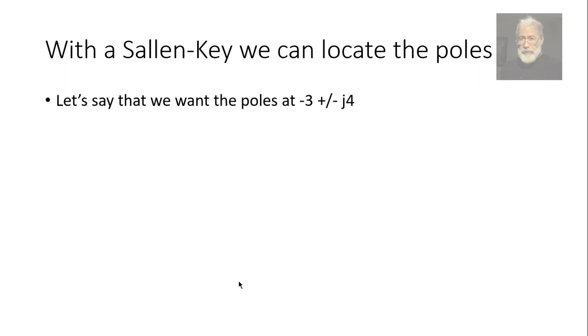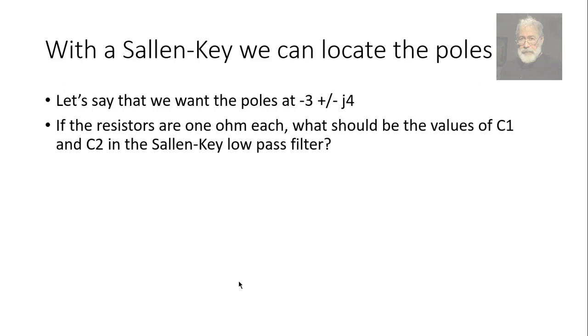Let's say that we want the poles at -3 plus j4 and -3 minus j4, complex conjugates. If the resistors are given, they are 1 ohm each one of them, and we have a low-pass Sallen-Key topology, what should be the values of C1 and C2 in the Sallen-Key configuration? Let's go to the whiteboard.